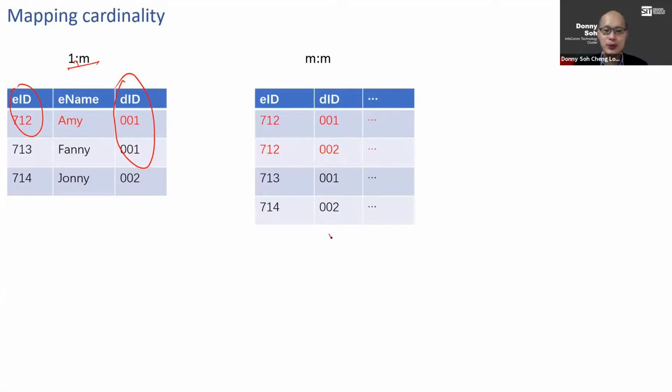And how do we interpret this? The way to interpret this is that one employee can have many departments, and one department can also have many employees. So this is M to M or N to M. Yeah. So this is how we describe that. So for example, 72 has 2 departments, and 002 has several employees as well.